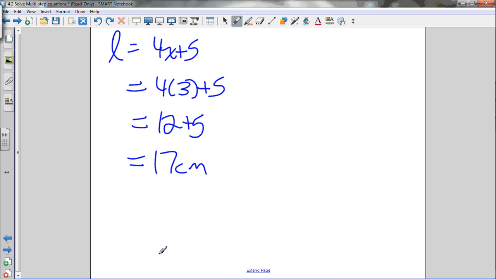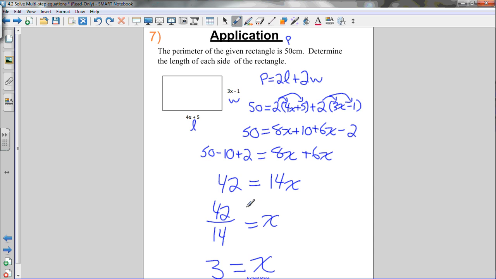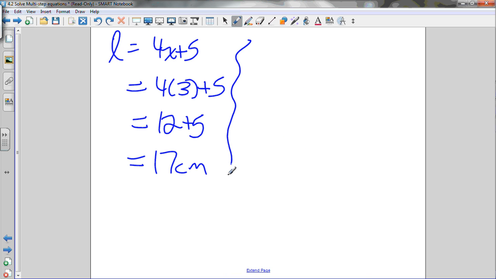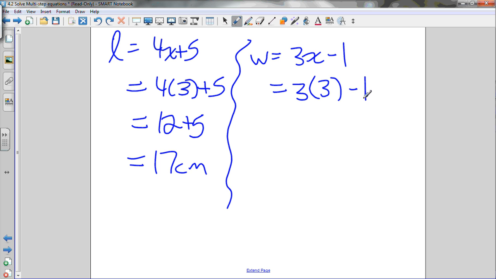So the length is 17 centimeters, and my width is 3x minus 1. Width is 3x minus 1, and I know that x is 3, so 3 times 3 minus 1, which is 9 minus 1, which is 8. So my length is 17 centimeters. My width is 8 centimeters. So those are the dimensions of this rectangle.